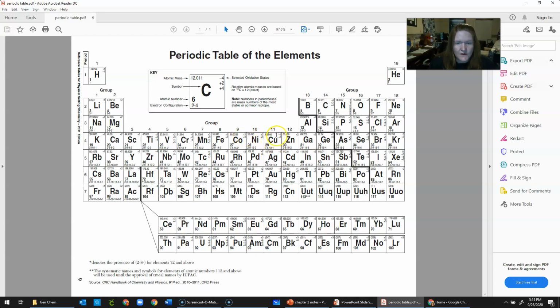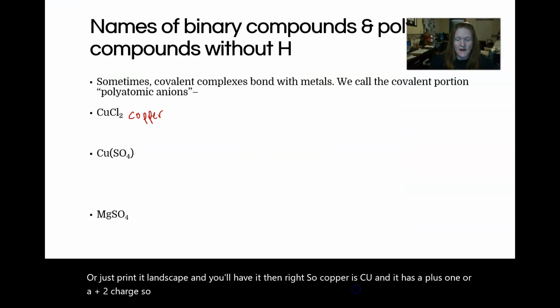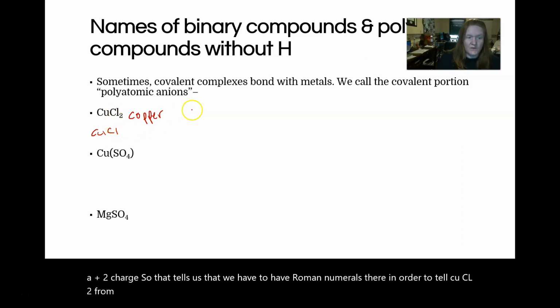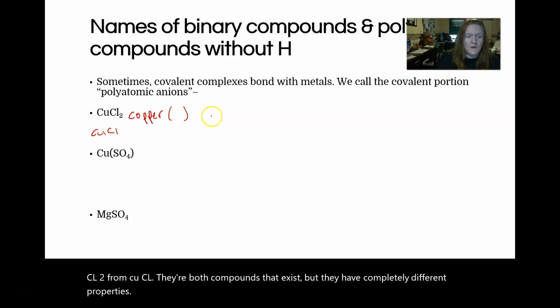So copper is Cu, and it has a +1 or a +2 charge. Okay, so that tells us that we have to have Roman numerals there in order to tell CuCl2 from CuCl. They are both compounds that exist, but they have completely different properties. So I'm just going to make a spot there for that.